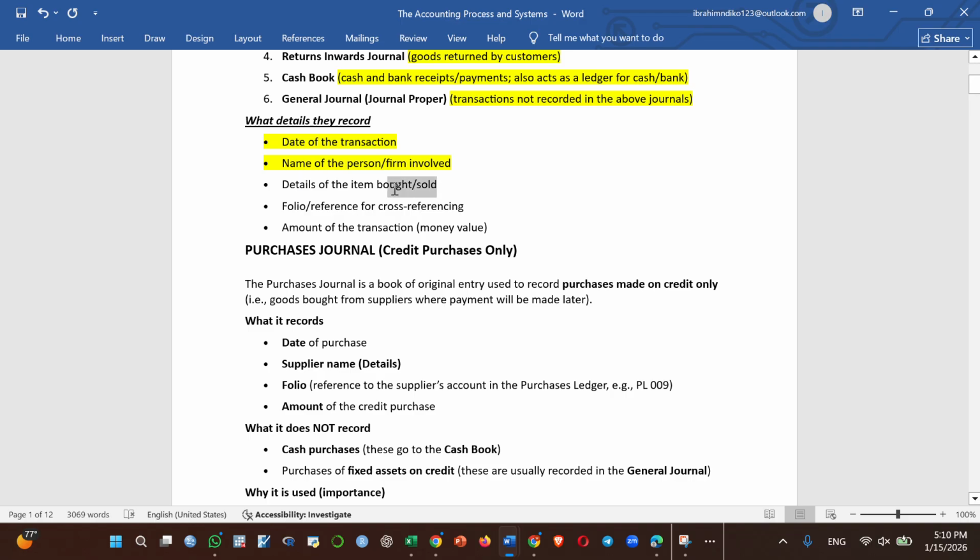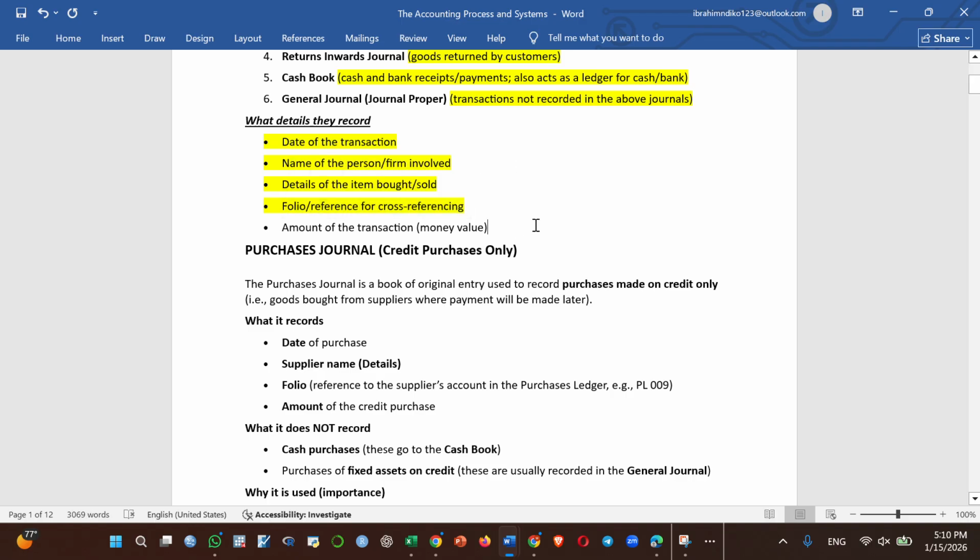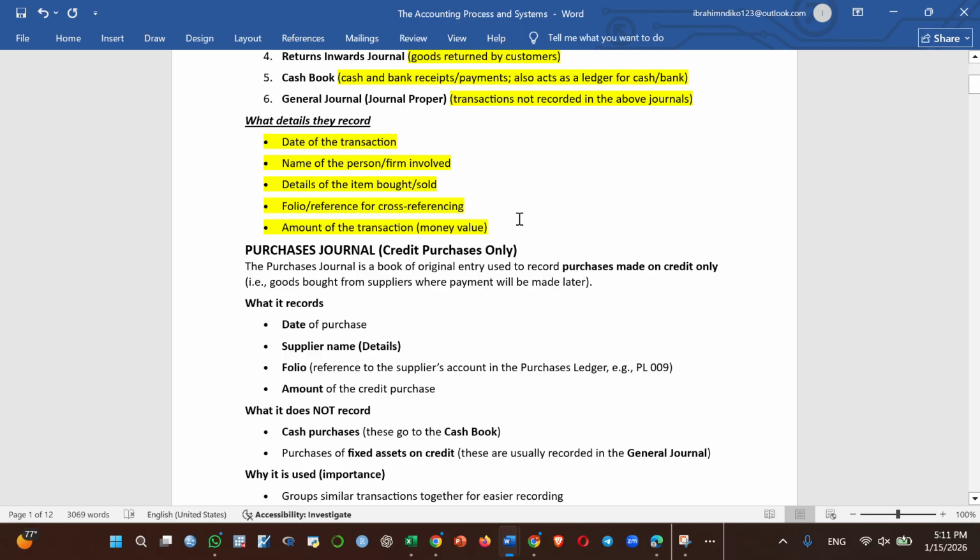Then the details of the item bought. For example, if they bought books, how many books? Then the reference number, which we call the folio number. So the system must have it also. And then also the most important, the amount of transaction. Let us start with the first one. Let us see the purchase journal.